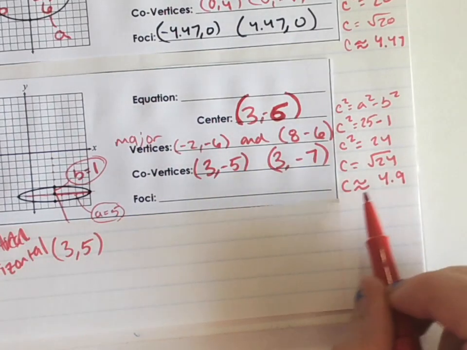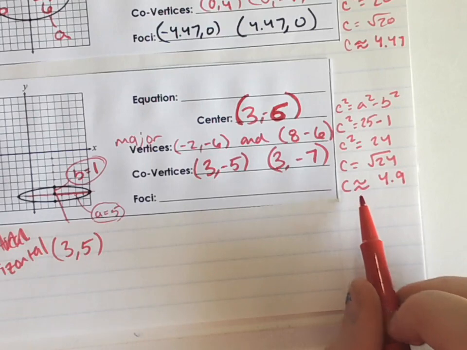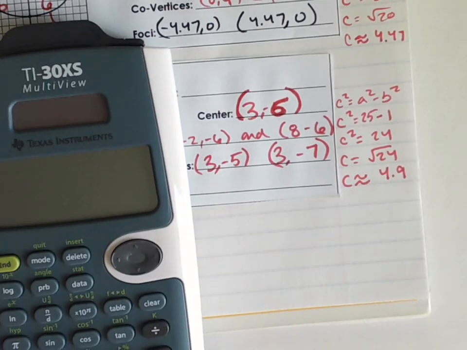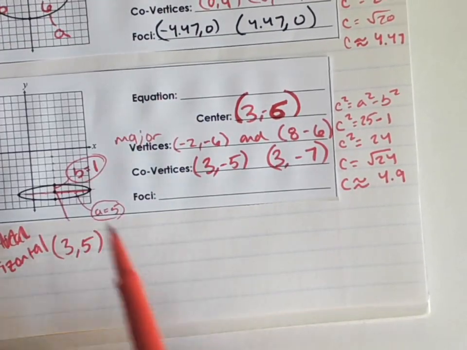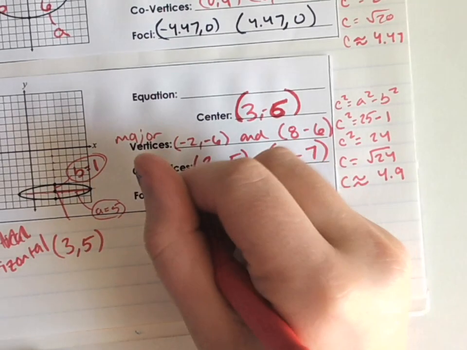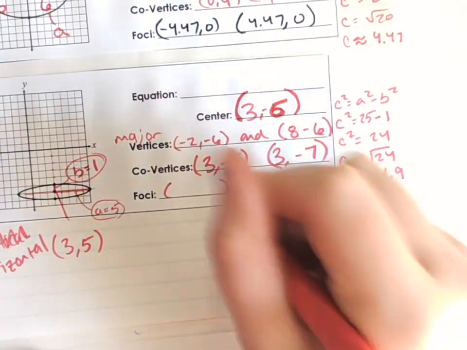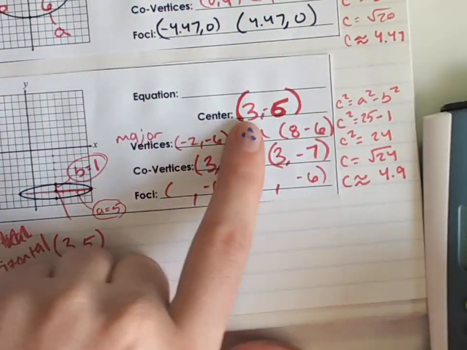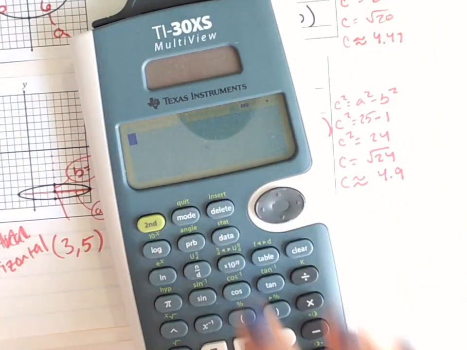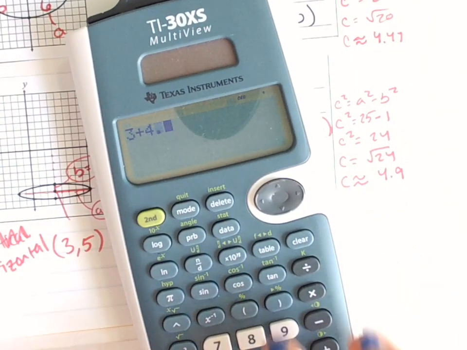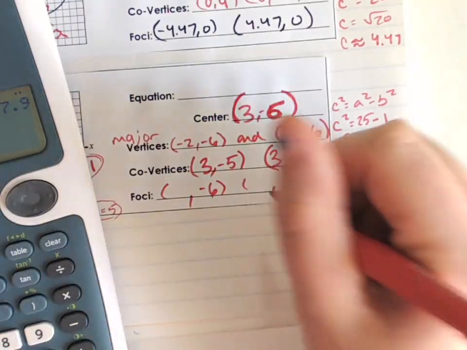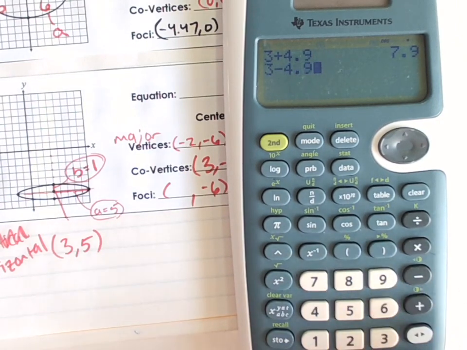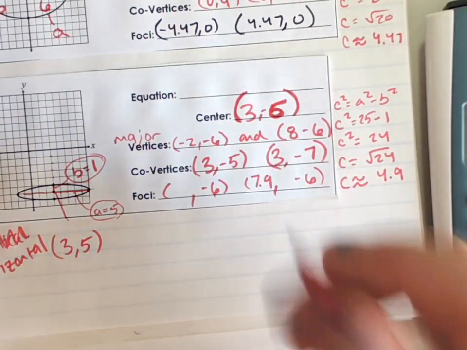So we have to adjust this foci C value away from the center. So the way we do that, since it's going to still have that negative 6 length, they're both going to have a y value of negative 6, but we have to figure out what the x value is. And they're all changing away from that 3. So we're going to put in 3 plus 4.9. We get 7.9. And we'll do 3 take away 4.9. Get negative 1.9.